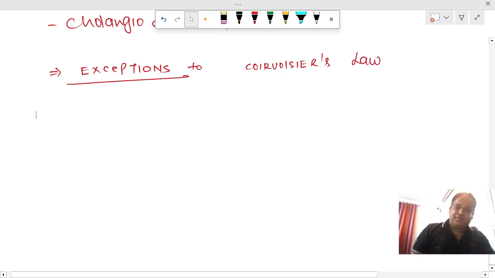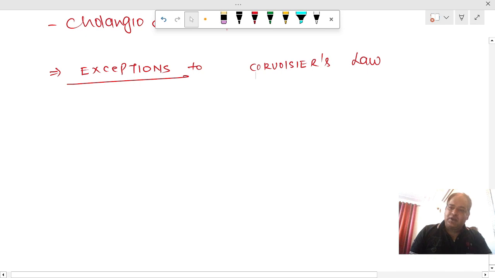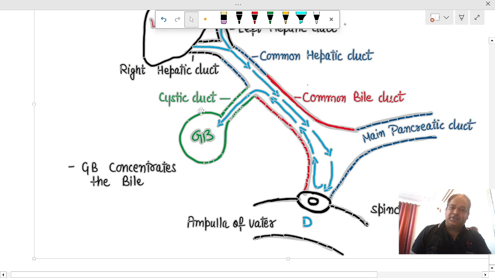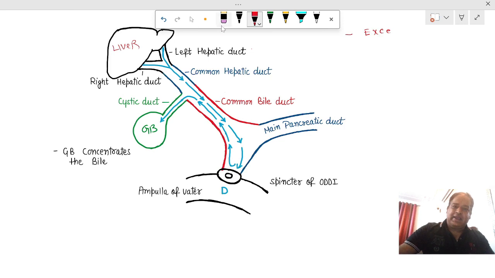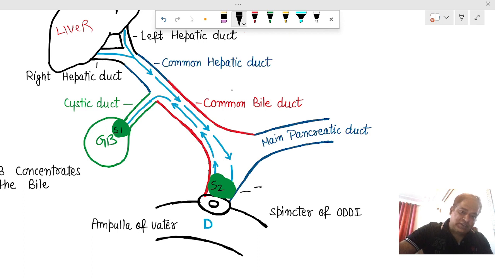Courvoisier's law. Now, see, buddy. Let's say your patient has gallstones. Okay. Now, there is a big gallstone here. Then there is another gallstone here at the neck of gallbladder. Let's call this S1. Let's call this S2. Right, buddies? So this S2 stone will block the flow of bile and your patient will develop jaundice.